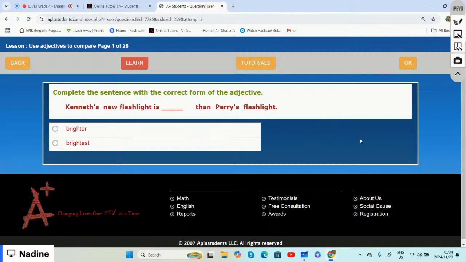All right, then if we were to choose the correct option, then yes, option one is correct, where we say that Kenneth's new flashlight is brighter than Perry's flashlight. Well done, because we are comparing two things. So well done.